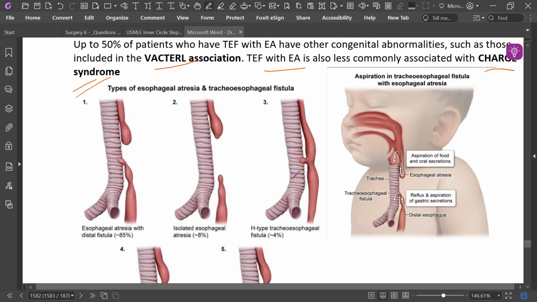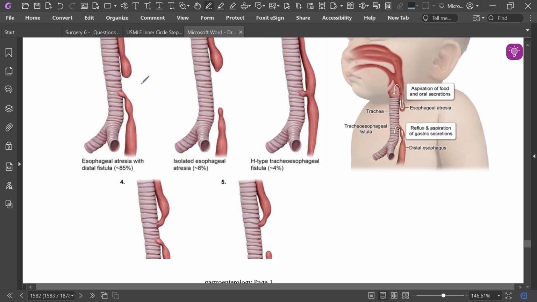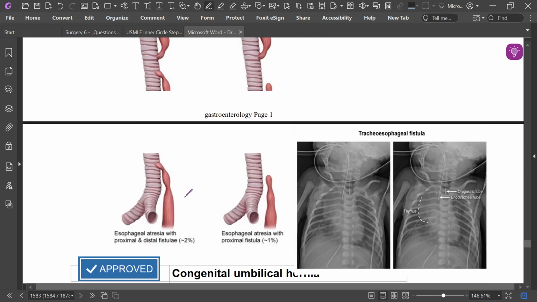There are mainly five types of esophageal atresia with tracheoesophageal fistula. This is esophageal atresia with distal fistula, which is the most common. Isolated esophageal atresia. H type tracheoesophageal fistula. Esophageal atresia with proximal and distal fistula, and finally esophageal atresia with proximal fistula.